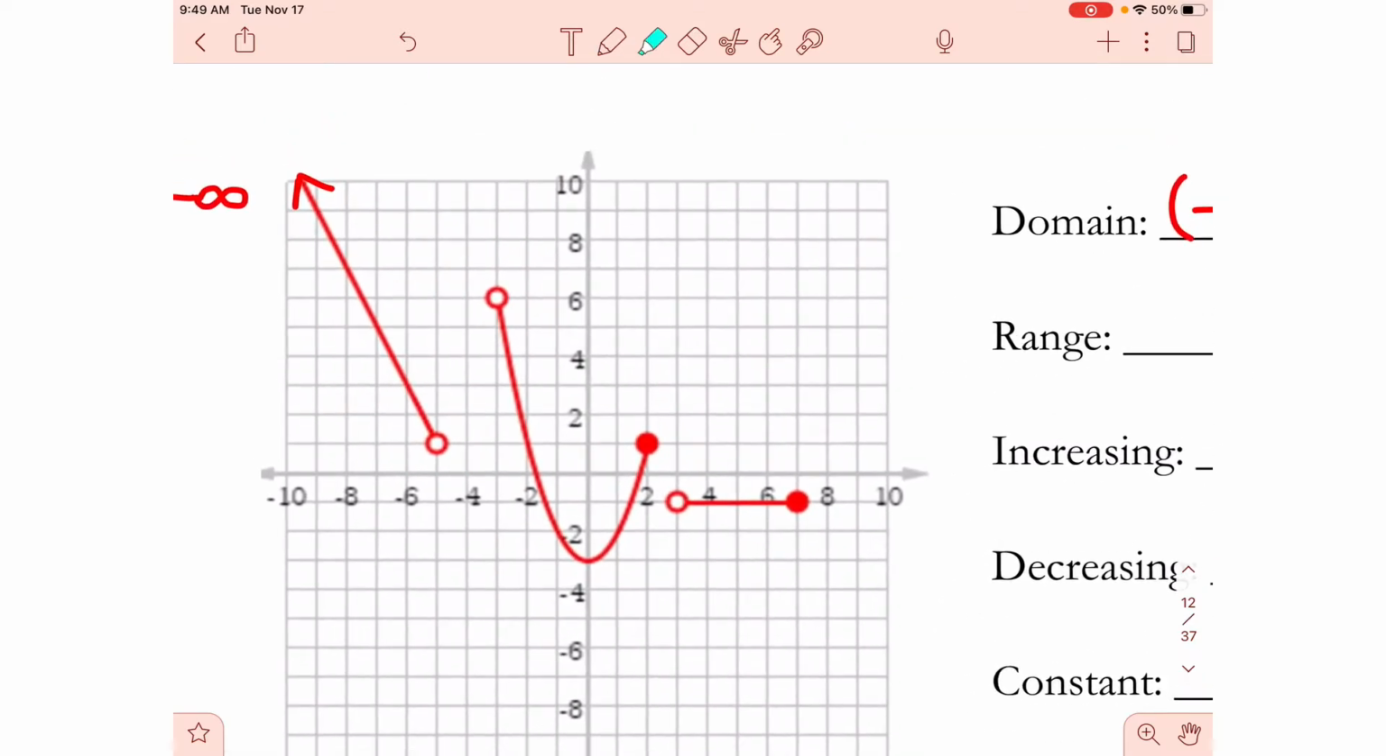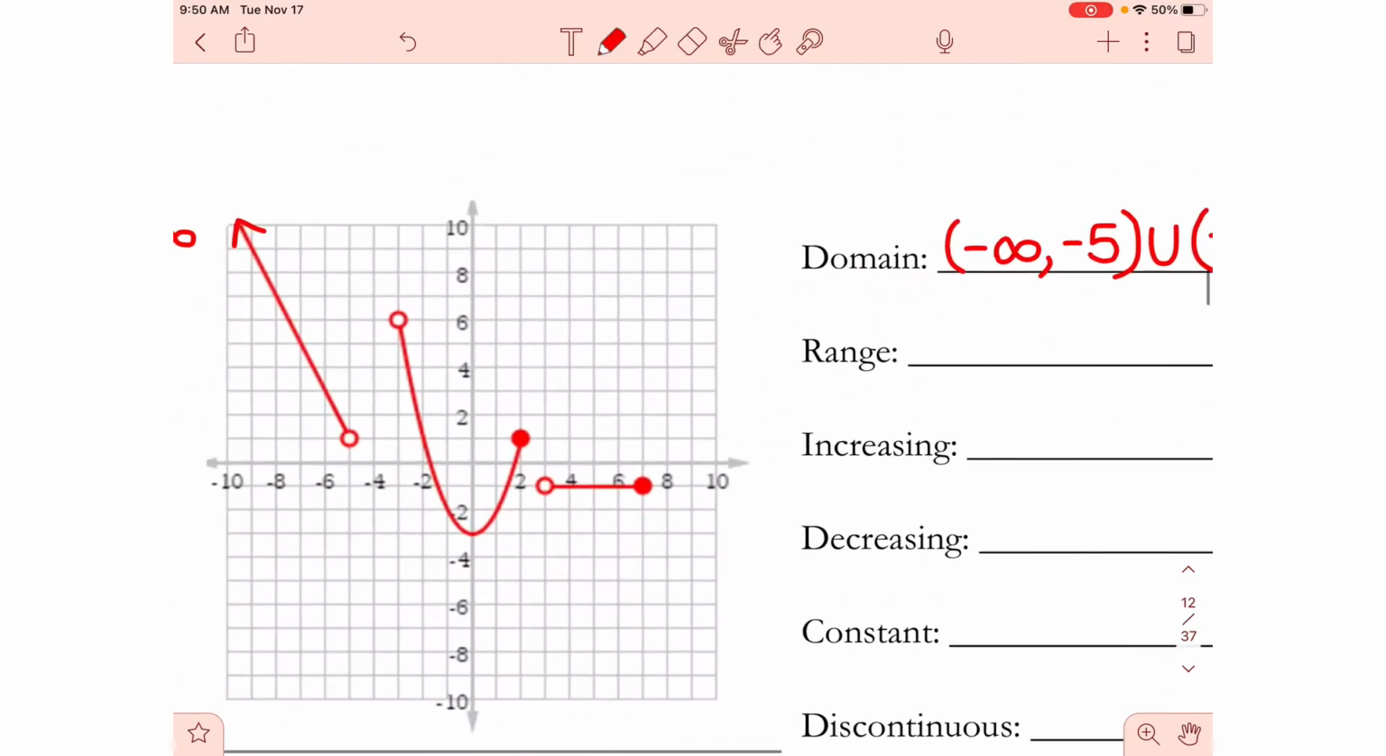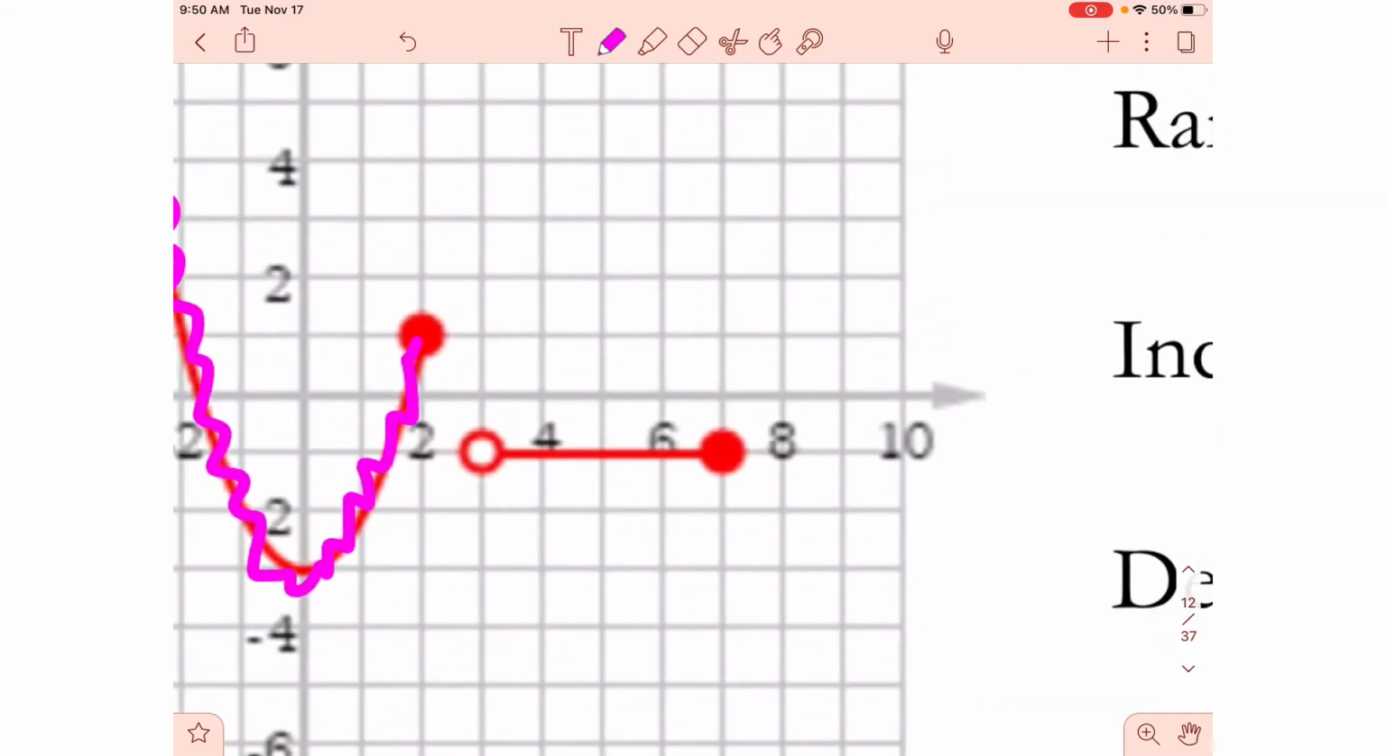Then there's a break. There are no y values. There's nothing occurring in between -5 and when it picks back up again here, which is at -3. There is no graph in between -5 and -3. So we pick it up again at -3, and then we go until when? At -3, we keep going, and then it pauses again.